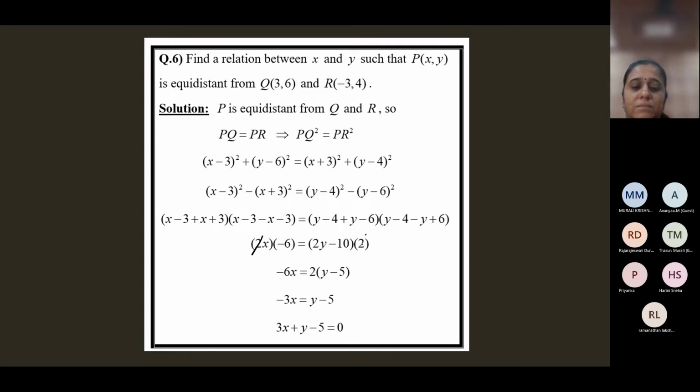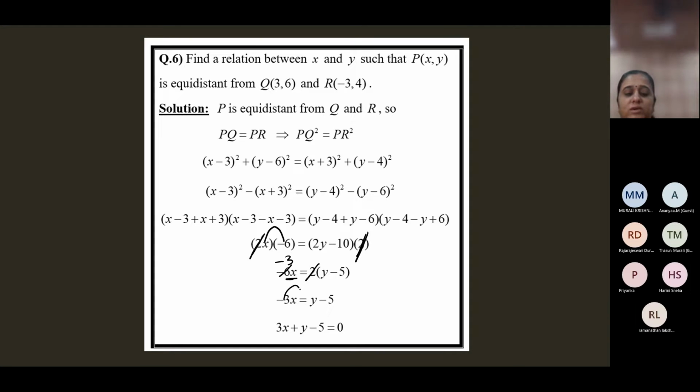Cancel this 2 and 2 here. 2 on either side gets cancelled. 2 and 2, so minus 6x, minus 6x. And here 2 is common, so 2 into y minus 5. Again, you can cancel. 2 ones are 2, minus 3 times x. So minus 3x is equal to y minus 5.